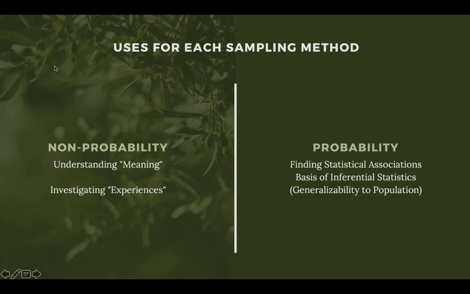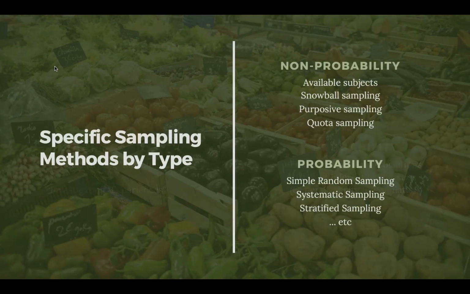Probability types of sampling techniques are really about finding statistical association between variables. Probability samples are the basis of inferential statistics. It means that because that sample looks so much like the population, we can infer that the relationships we see in the sample are going to be reflected in the population as well. There are specific methods of sampling by these types. Amongst the non-probability types, we see sampling available subjects, snowball sampling, purposive sampling, and quota sampling.